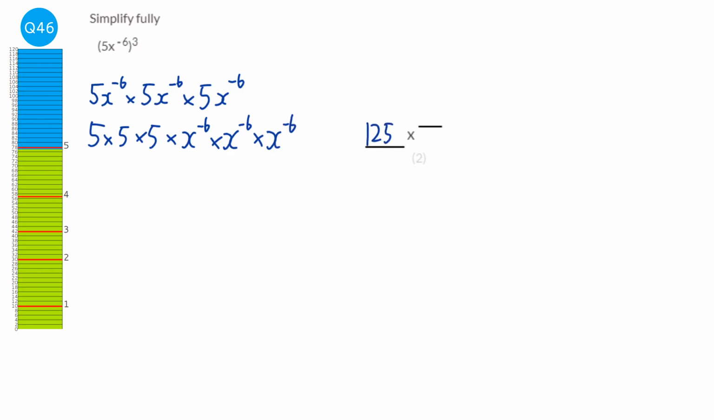Now when you times powers with the same base, which we have here because they're all x to the power of minus 6, you add the powers together. So minus 6 plus minus 6 plus minus 6, which is going to be minus 18. Something else we could have done is we could have done 5 to the power of 3 here, 125, and then done minus 6 times the 3, which would have given us minus 18.